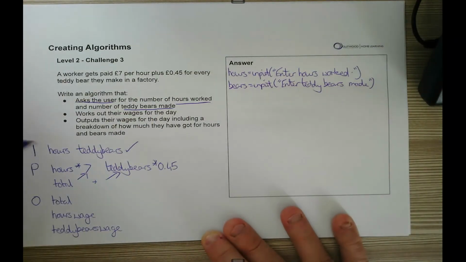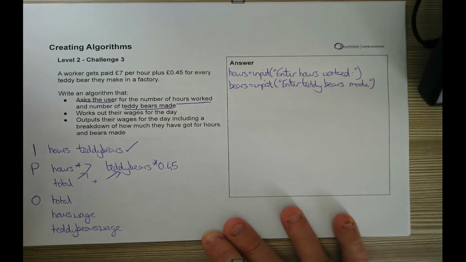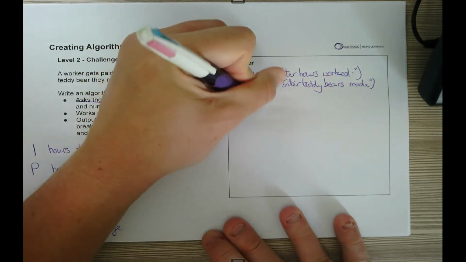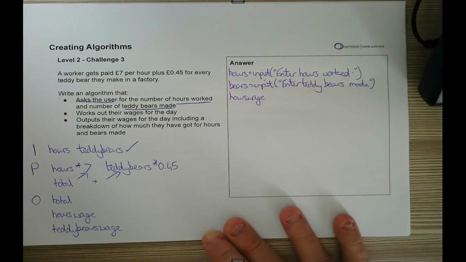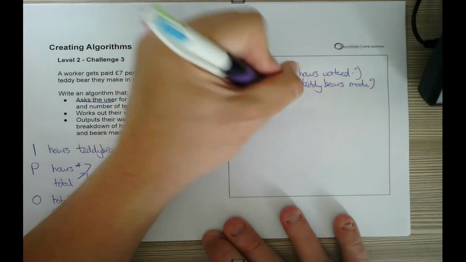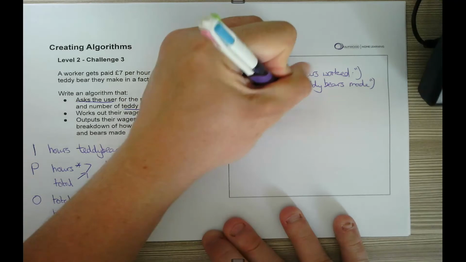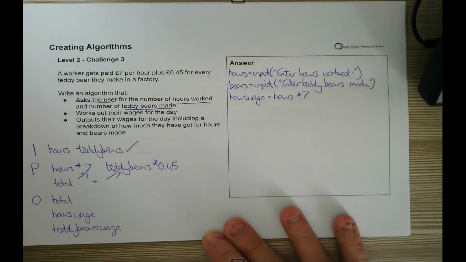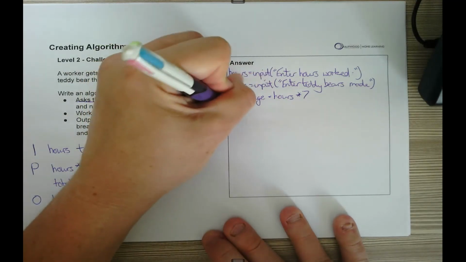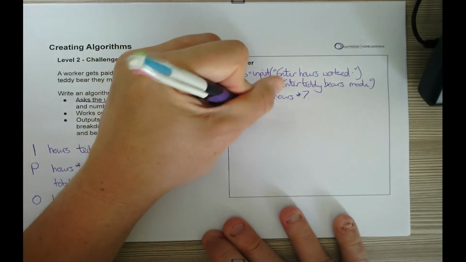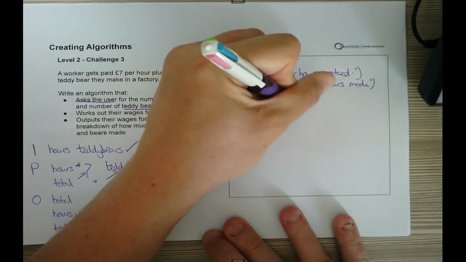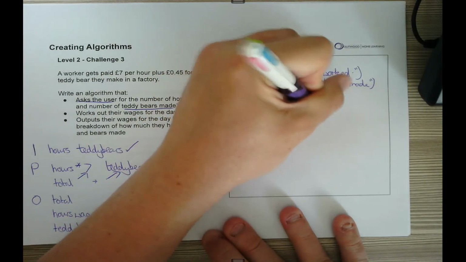The next thing is we need to work out how much they've earned from the hours they've worked. So I'm going to call it hours wage. That's a new variable, so that's our third variable now. We've got hours, bears and hours wage, and I'm going to say it equals the number of hours times by 7. And then I'm going to do the same thing for bears wage. So my fourth variable, bears wage, equals bears times 0.45.